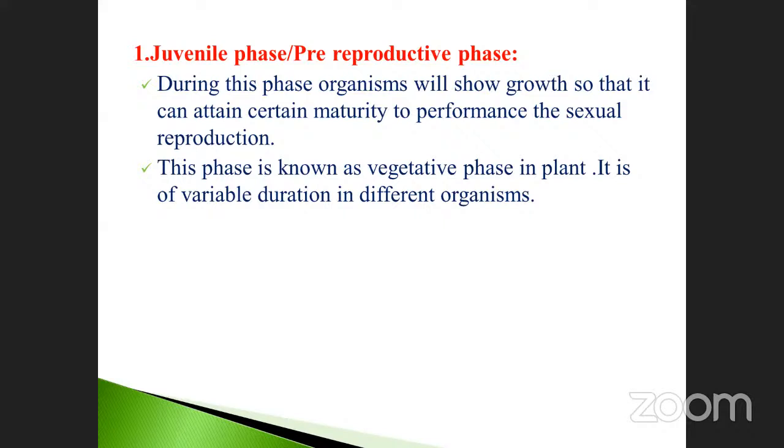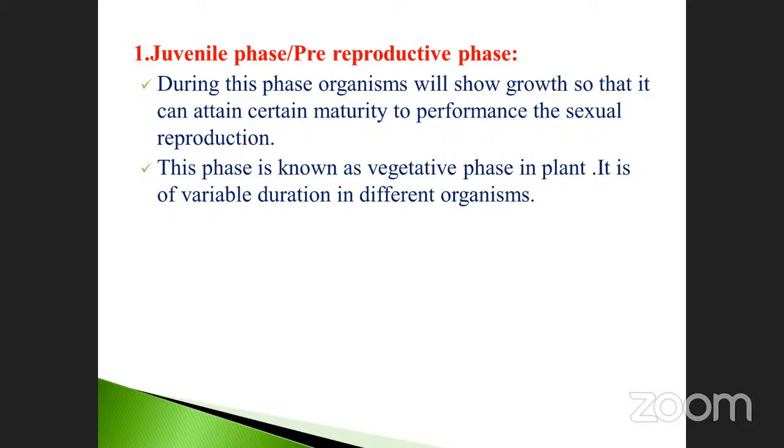This phase is known as the vegetative phase in plants. It is also very, very important. So the juvenile phase is also called the pre-reproductive phase and the vegetative phase in plants. It is of variable duration in different organisms. It will not be similar for all plants, and it is not similar for all animals, because all animals are also different. For example, compare each one with its lifespan. Take an example.